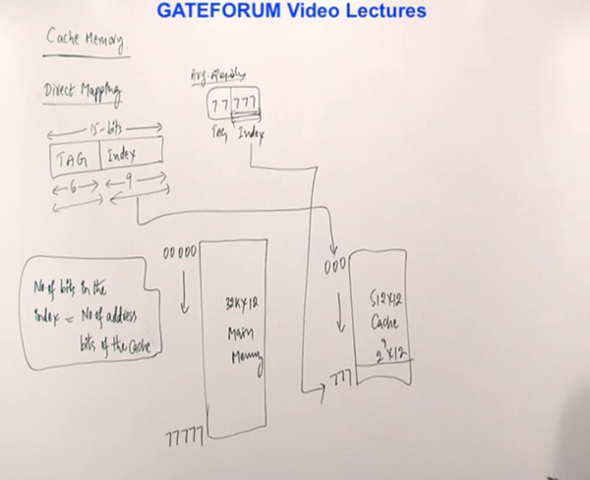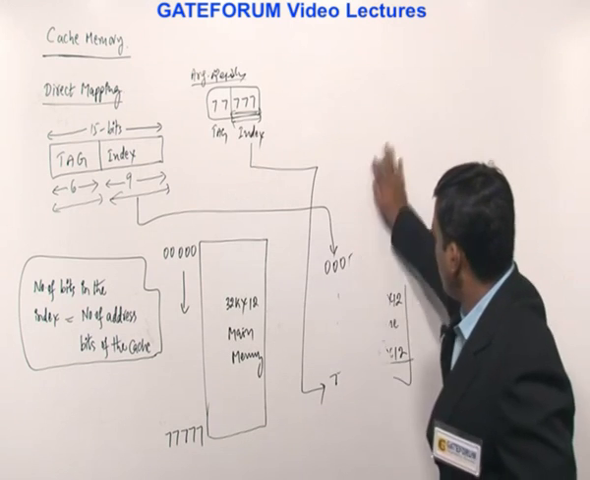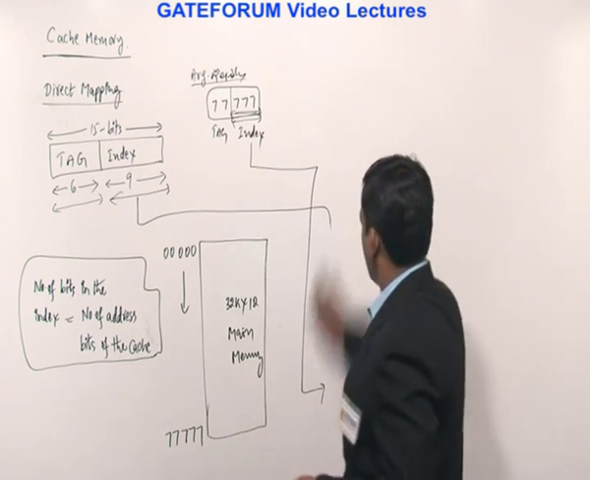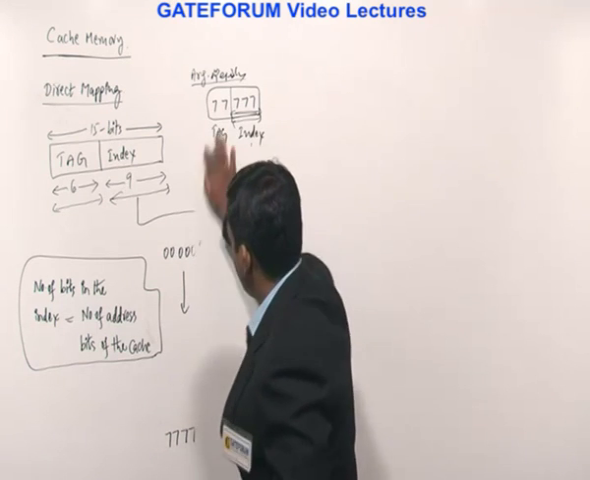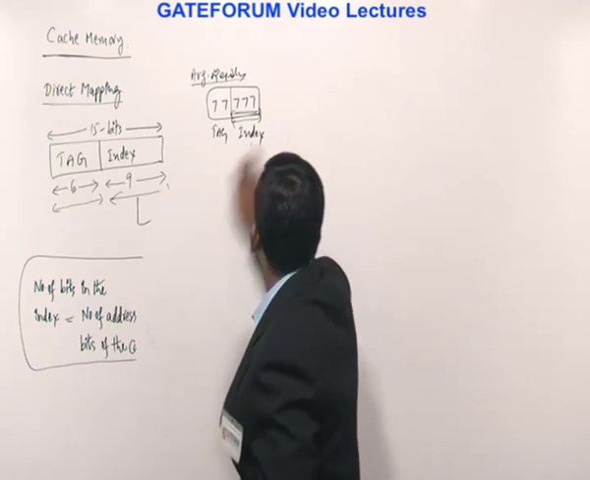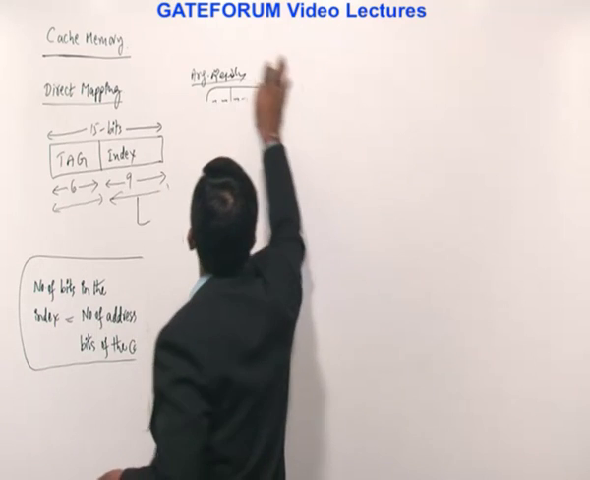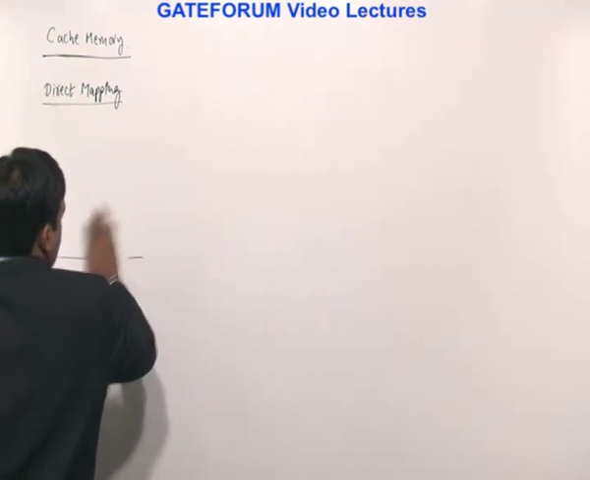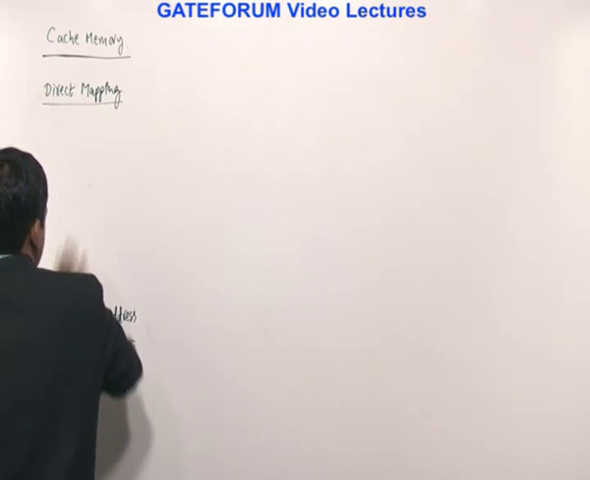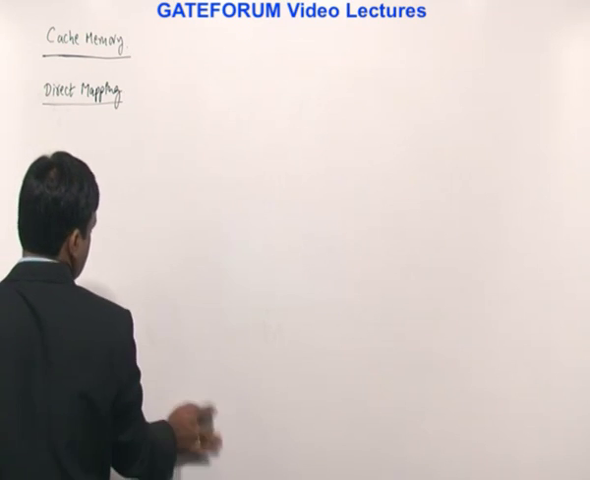I will show you with the help of an example how the data items are referred using this direct mapping, and also what the advantages and disadvantages of direct mapping are. It is better when you compare this with associative mapping, because we are able to directly go to the cache memory without storing the entire address of main memory, as in associative memory.